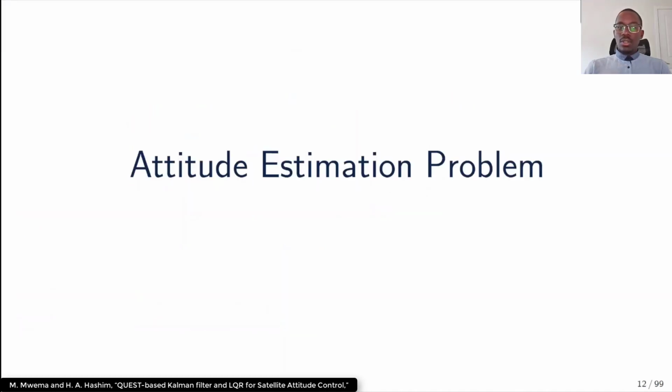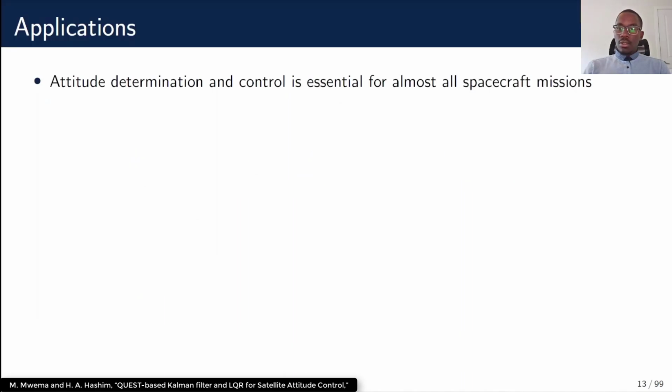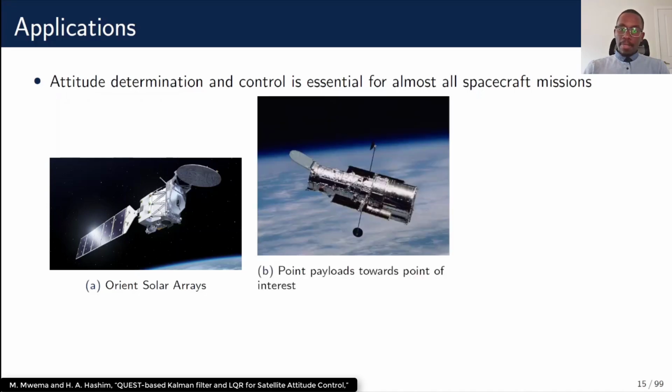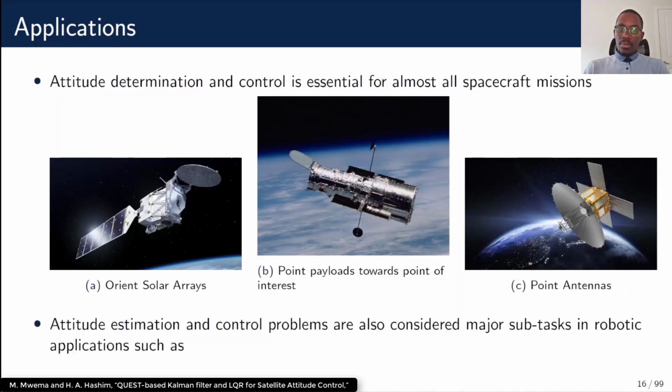Starting off with the attitude estimation problem, the applications. Attitude determination and control is essential for almost all spacecraft mission operation success. For example, it's used to orient solar arrays such that the spacecraft obtains the maximum power possible. It's also used to orient payloads towards points of interest so that more accurate data can be obtained. And finally, it can be used to point antennas towards ground stations so that maximum data can be downlinked.